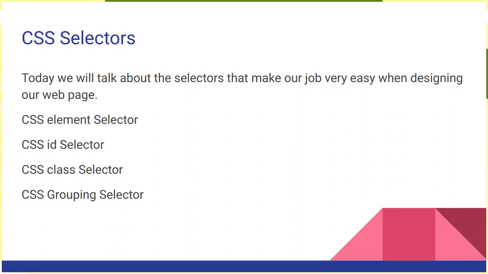It could be a HTML element name, or we can use the ID of the particular HTML element, or the class name of the HTML element, or we can use the grouping selector. So these are the ways we can write our style for particular elements. I will show you the coding part first.